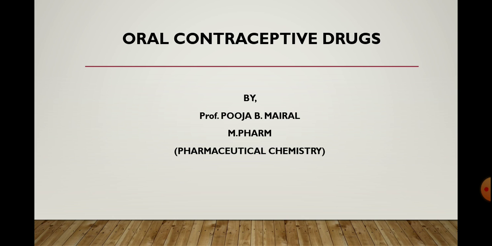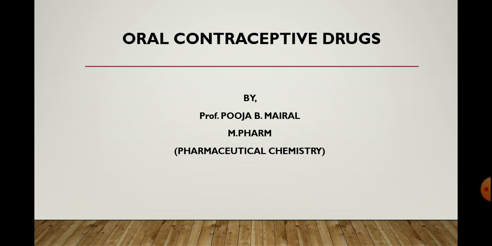Today we will discuss oral contraceptive drugs. So what is an oral contraceptive drug? An oral contraceptive drug is a medication taken by mouth to prevent unwanted pregnancy or to regulate the menstrual cycle. This drug is also called birth control pills.